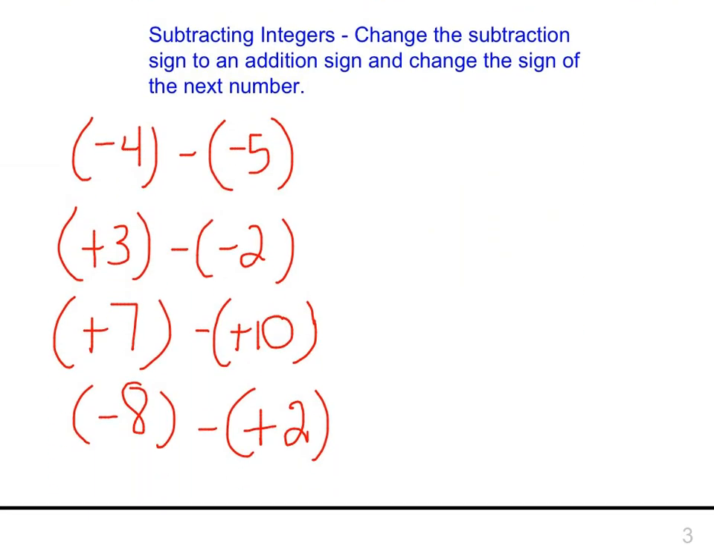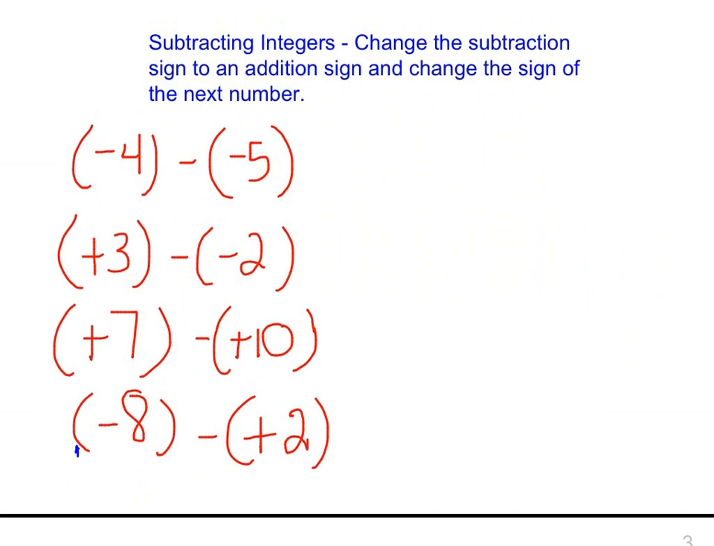Subtracting integers is when we have subtraction signs between all of the numbers. Okay? Remember, a subtraction sign is not the same thing as a negative sign. So what we're going to do is change the subtraction sign to an addition sign and change the sign of the next number. And when you have minus a negative, you go plus a positive. Remember that? That's the click, click thing. Plus a positive. So -4 plus a +5.